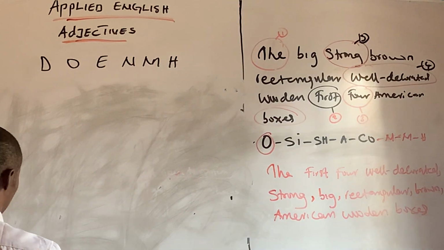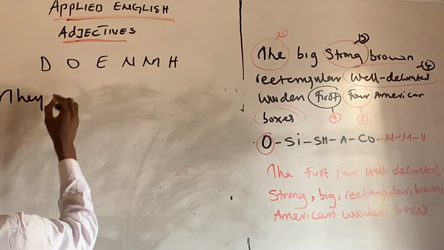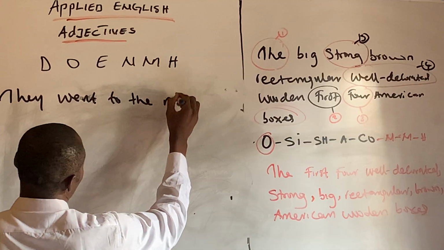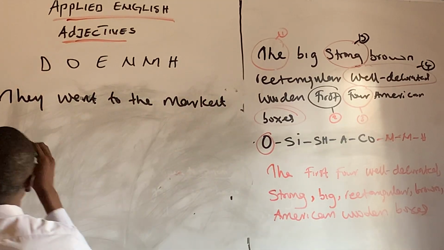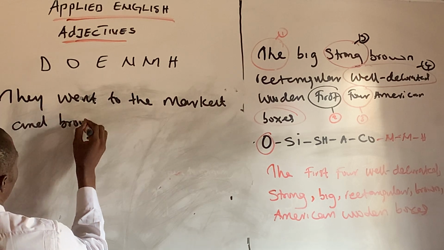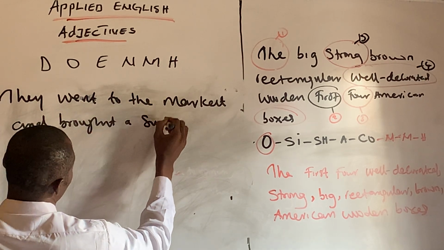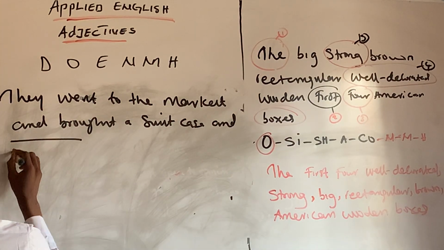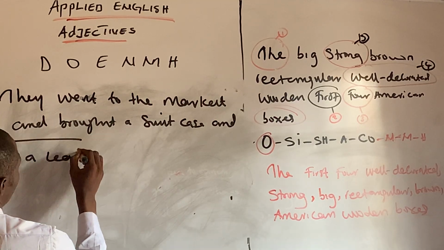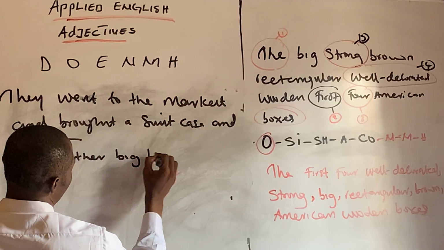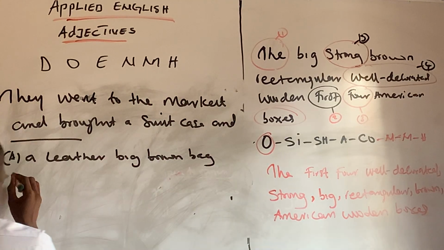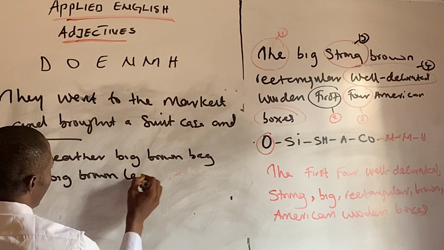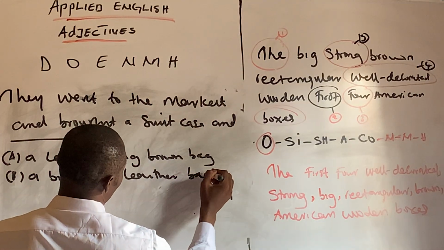All right, let's give you a question. The question is: they went to the market and bought a suitcase and dash. A, leather big brown bag. B, a big brown leather bag. So what's the correct answer?